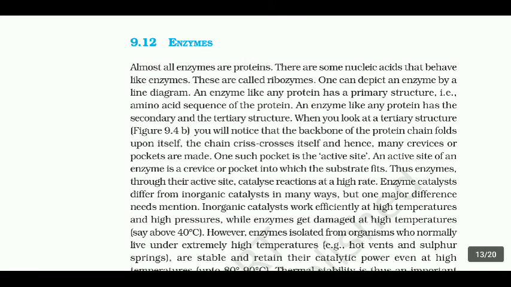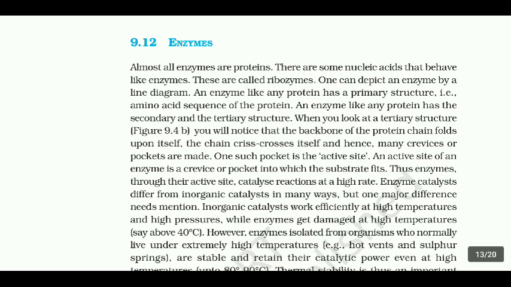9.12 Enzymes. Almost all enzymes are proteins. There are some nucleic acids that behave like enzymes. These are called ribozymes. One can depict an enzyme by a line diagram. An enzyme, like any protein, has a primary structure, that is, the amino acid sequence of the protein. An enzyme, like any protein, has a secondary and a tertiary structure. When you look at the tertiary structure, you will notice that the backbone of the protein chain folds upon itself, the chain crisscrosses itself, and hence many surfaces or pockets are made. One such pocket is the active site.